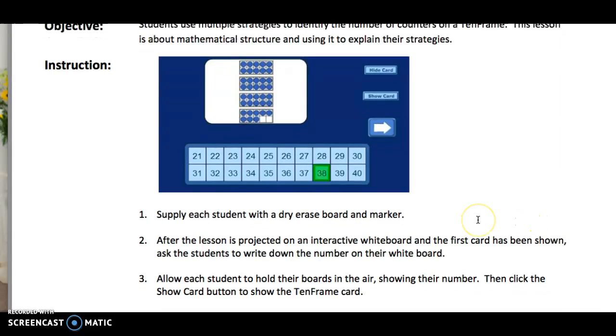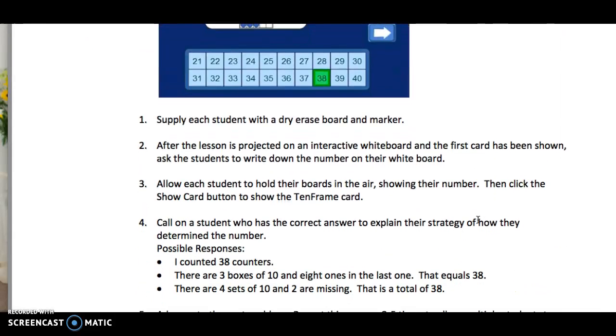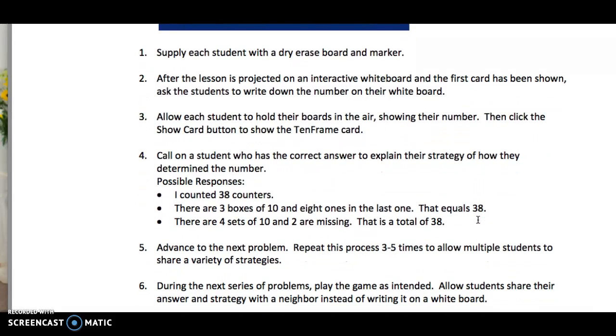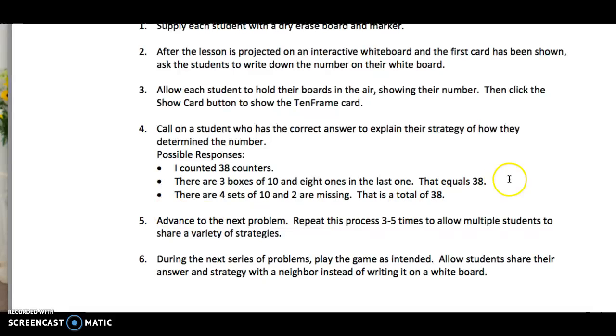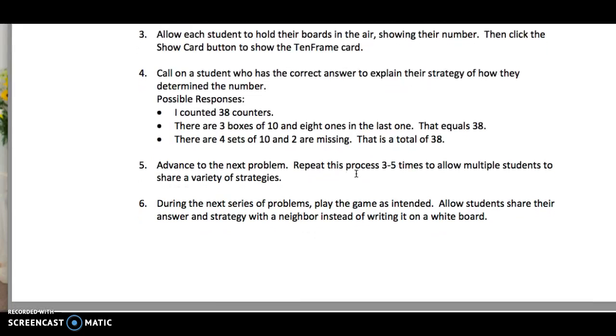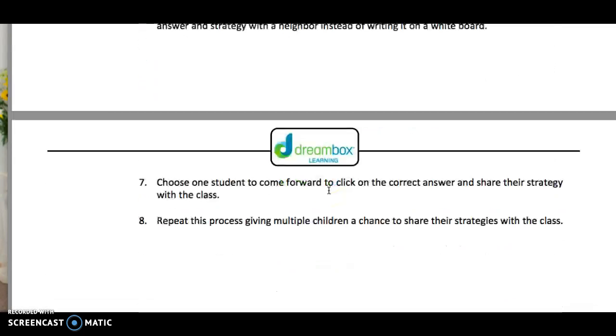When you're first starting it, it says over here, you're going to start with dry erase boards, and you're going to have them all show their answers in the air. I like this because it has multiple entry points. They can say, I counted 38 counters in the picture, or there are 3 boxes of 10 and 8 ones, and that equals 38. So you can see that they can do it multiple ways, which means there are multiple entry and exit points for them.